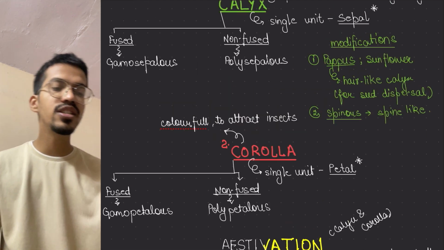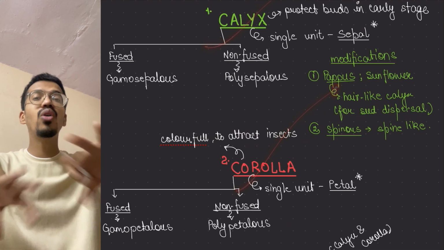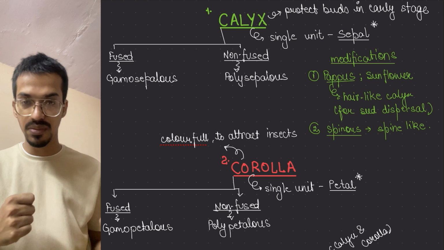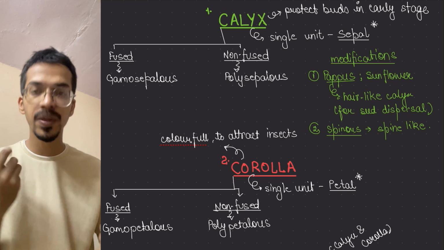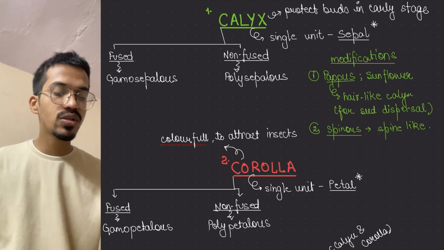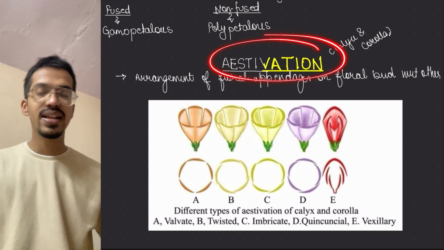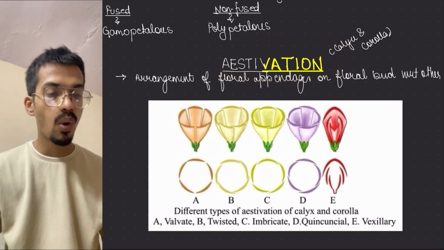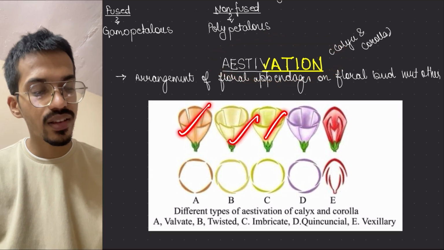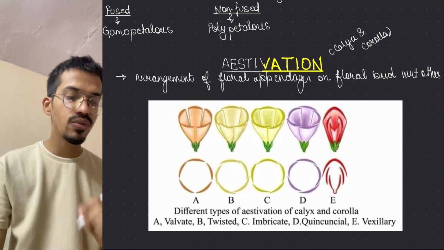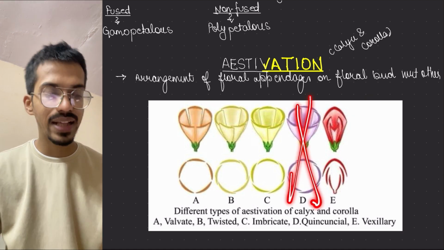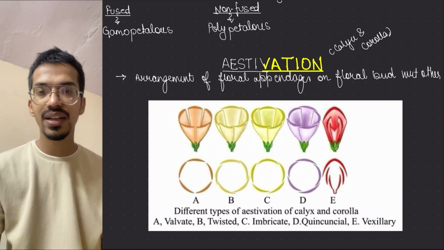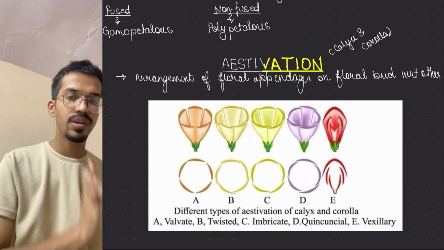The next thing is how these two are arranged on the flower shoot in a flower, which is called aestivation. In aestivation, there are 5 different types, out of which one is not given in NCERT. The rest, all 4, are given in NCERT. Let's try to remember it.